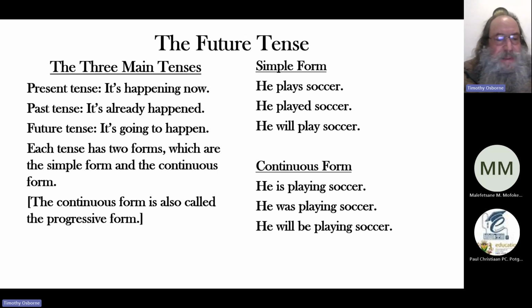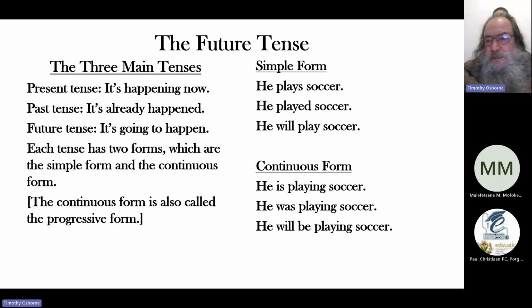There are three main tenses that we have. Present tense, what's happening right now. Past tense, already happened. And of course, today's special, what's going to happen in the future, which is why we call it the future tense.